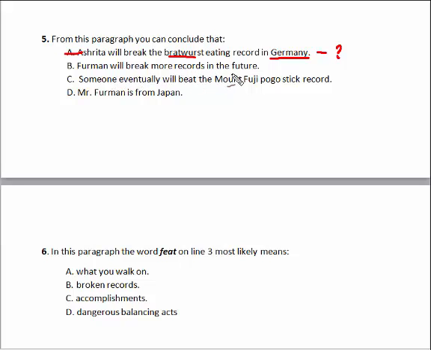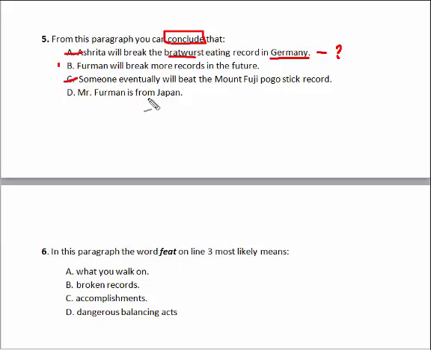Well, if he likes to do it because it brings him inner serenity, then he's going to attempt to break more records. And you can assume that if he tries to break more records, he probably will, since he's already done 79. Let's put a dot by that one. C, someone will eventually beat the Fuji pogo stick record. Well, you can't really conclude that because it doesn't really have anything to do with Furman. So cross that one out.